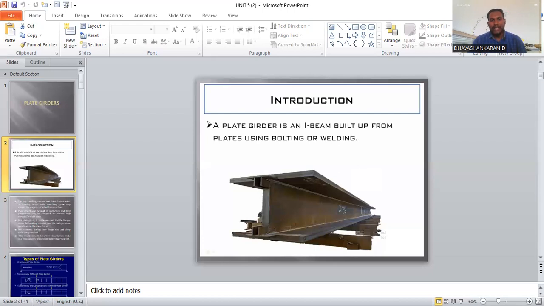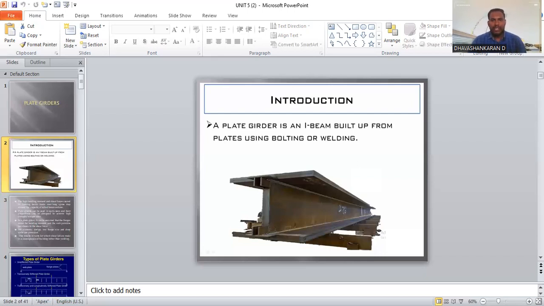Unstiffened means there is no intermediate stiffener provided in an unstiffened plate girder. We only have the web plate and the flange. Only that I-beam section has been used here. There is no intermediate stiffener provided. So that's the definition, termed an unstiffened plate girder.